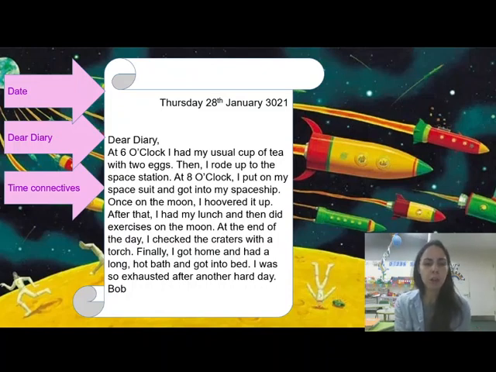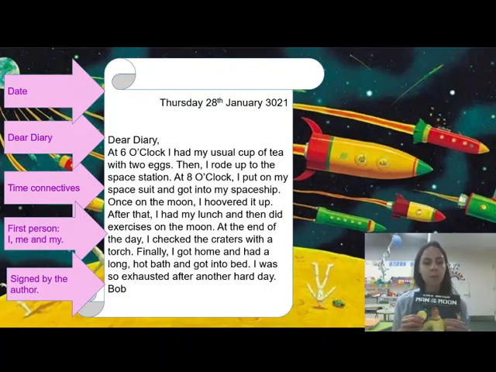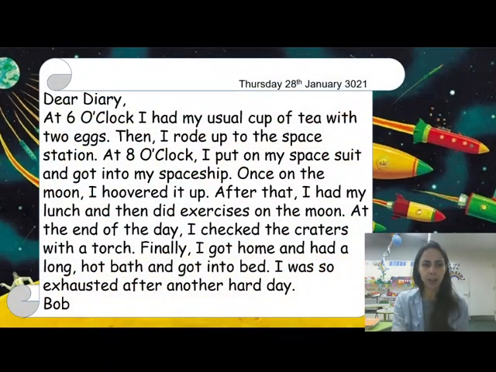And we will read through this extract of our diary, and we will be looking for those time words today. And you will notice when we're reading it together, we have used I or my, because we are writing in the first person. And I have signed the diary by Bob, because remember, we are imagining that we are Bob. So this is the diary, which is a little bit bigger than it was before.